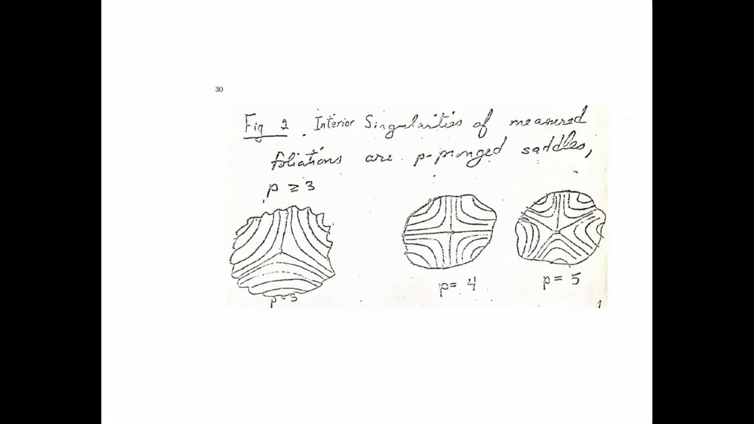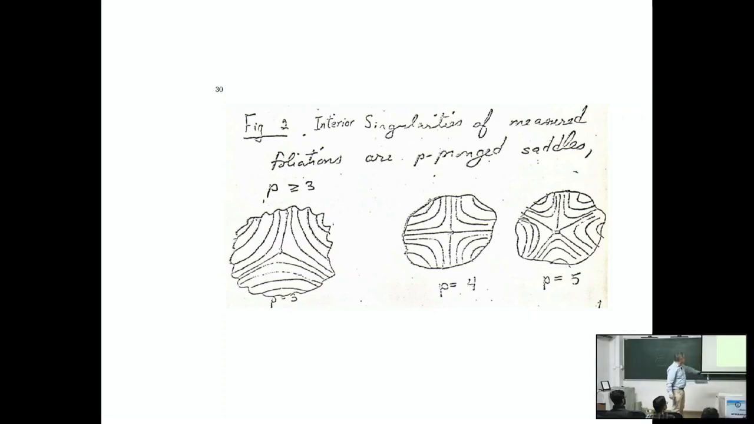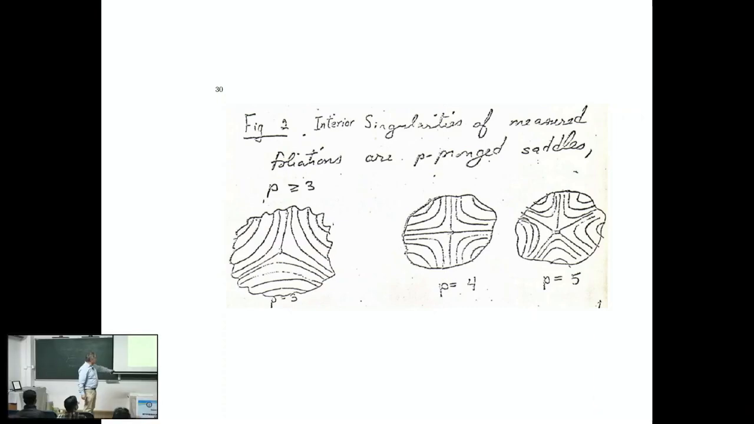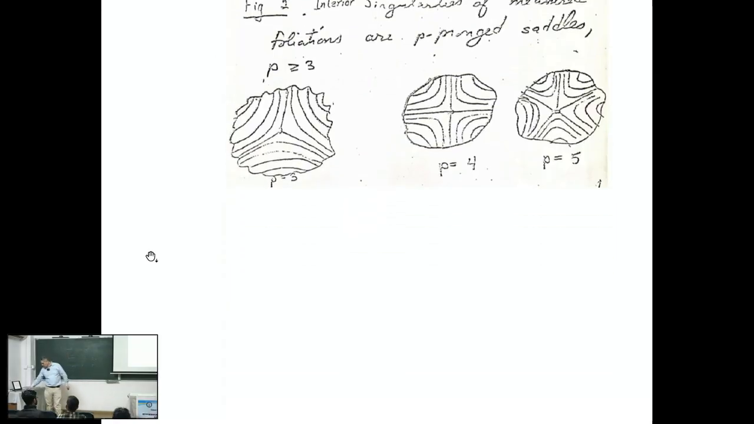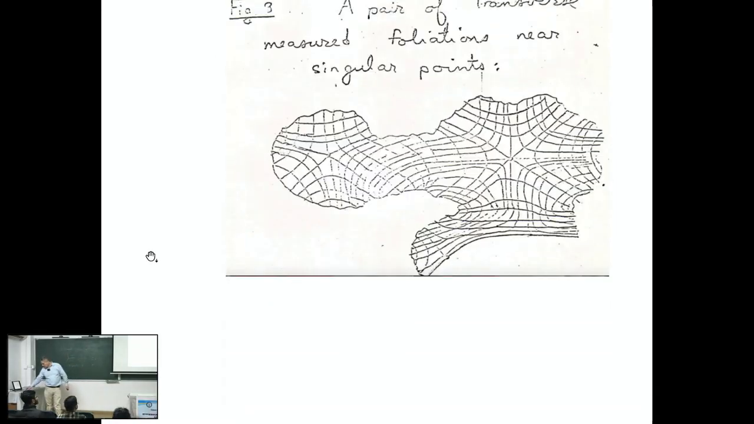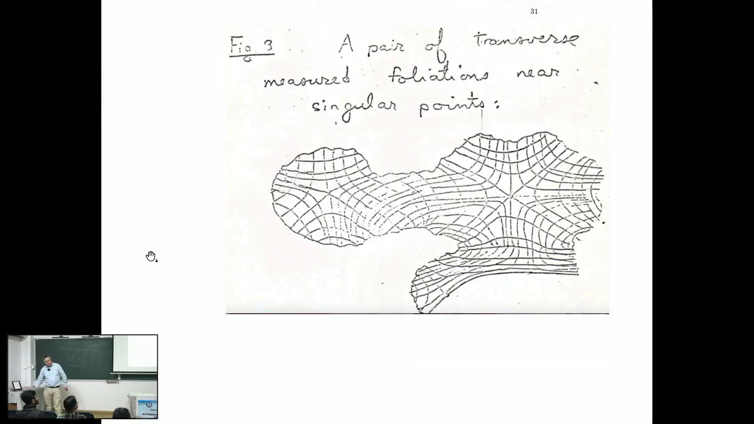Okay, so this is again, I like this picture. This is the first time Thurston talked about this. He distributed these notes. So this is interior singularities of measured foliations, p-pronged saddles. So this is p equals 3. This is p equals 4. And this is p equals 5, as I said. And then he has this picture, which is the last picture.